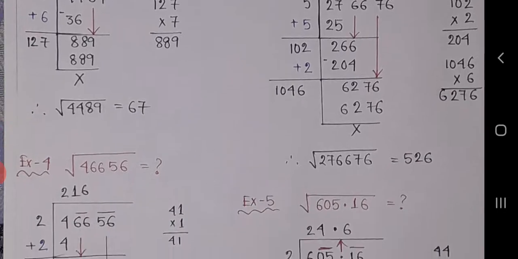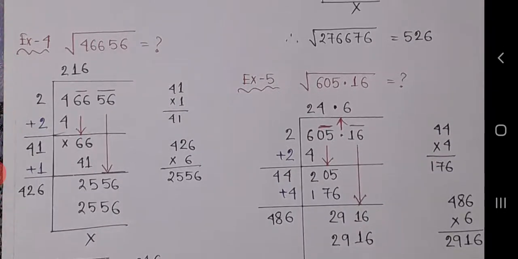Coming to example 4, we first group the digits in pairs starting from right to left. Next we have to find a perfect square equal or less than the first number or first pair. Here pair 2 is not there, so we have to take the first number, and this is a perfect square 4, so we write 2 in the left and in the above and add 2 with it below.